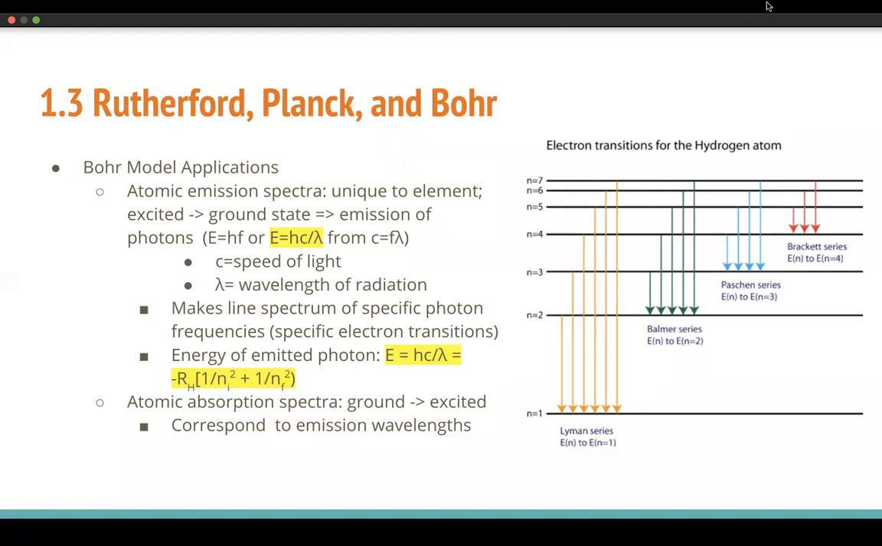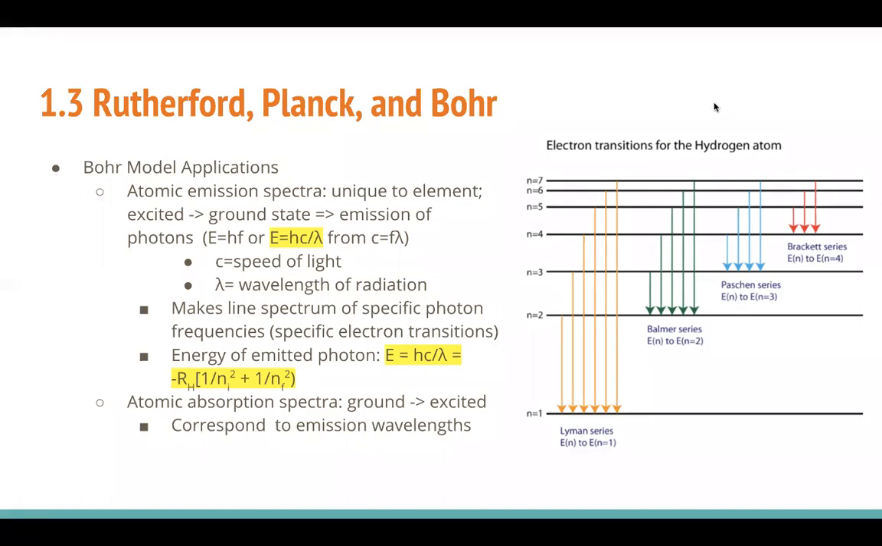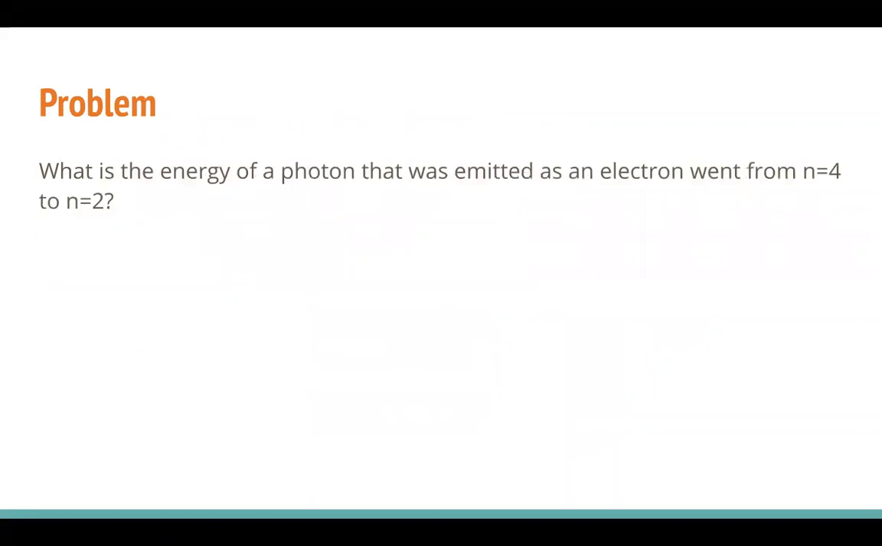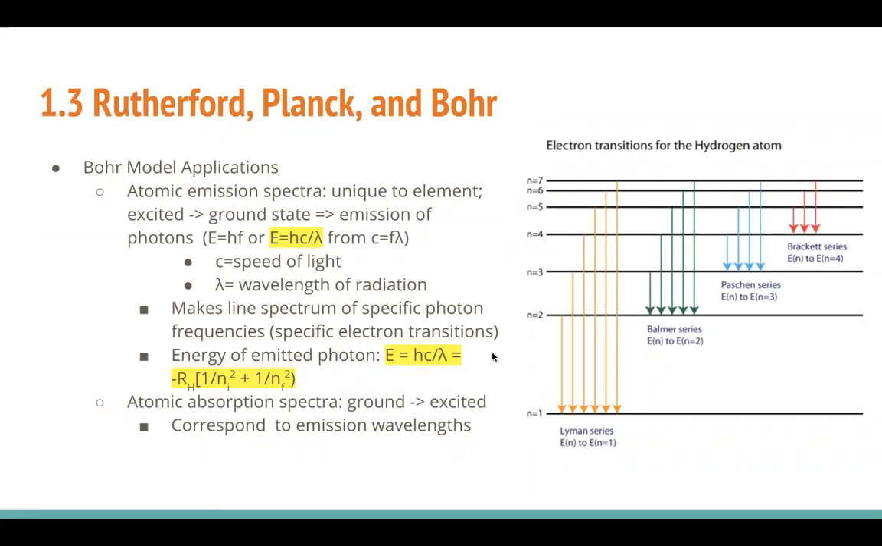We can find the energy of that photon using Planck's equation or a derivative of Planck's equation. By measuring the specific photon frequencies, we can find the energy of the emitted photon, which is derived from E equals hc over wavelength. And in combination with this equation, we can find the energy of an emitted photon, and it's just this equation here.